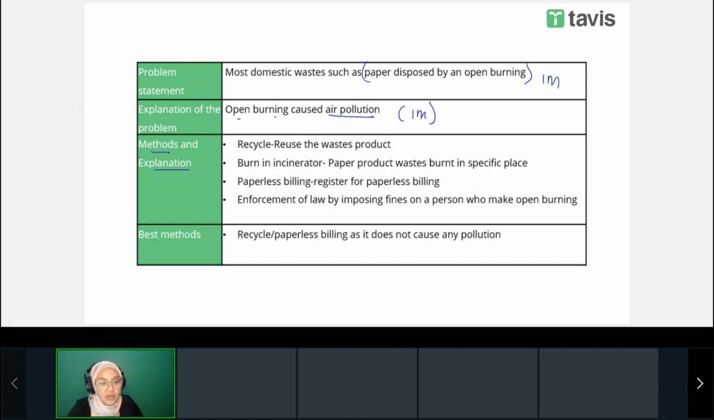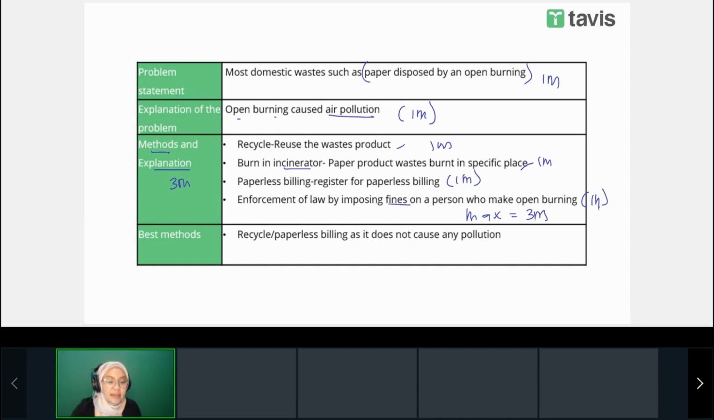The methods and explanation, you give at least 3 to get 3 marks. Okay. The maximum mark here is 3 marks. Recycle, you reuse the waste product. Let's say you can make a compost fertilizer. Burn in incinerator. You cannot burn in open places, but you can burn in incinerator so that the smoke will be filtered first before going into the atmosphere. Another 1 mark. And then paperless billing. Practice paperless billing. Another 1 mark over here. Now you got the maximum of 3 marks. If you want, give more also. Enforcement of law by imposing a fine on the one who makes open burning. So this one also 1 mark, but the maximum is 3 marks.